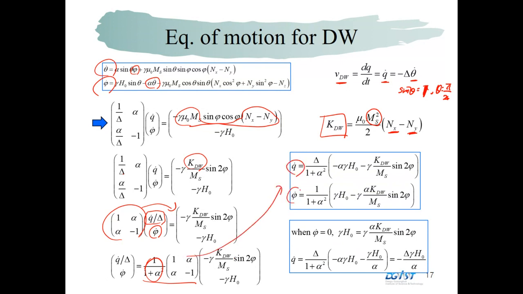We can obtain q dot, phi dot for the general case. Okay. So if we think about the steady state, phi dot is 0. So that means this is 0. So they should satisfy this relation. And in this case, we have q dot in this form. It's the same result as in the previous case.